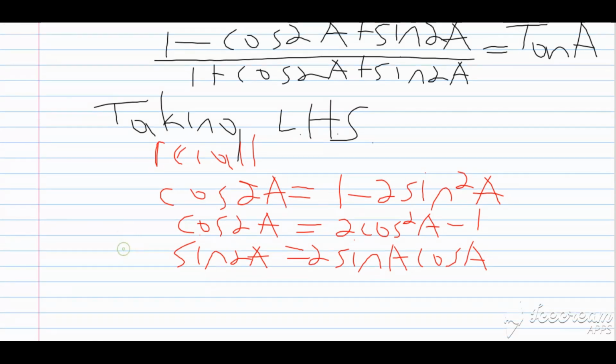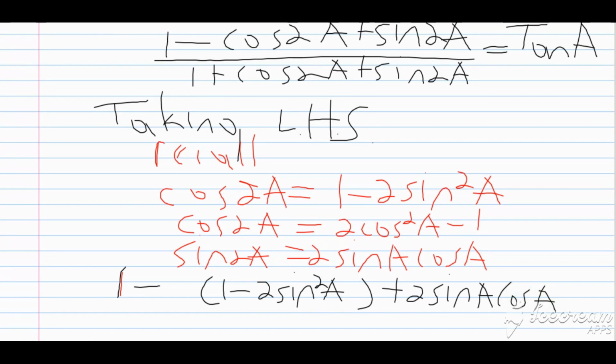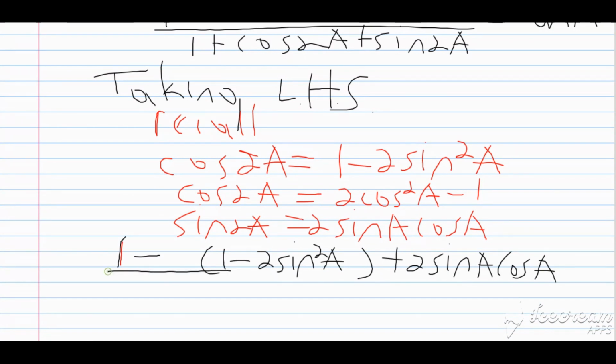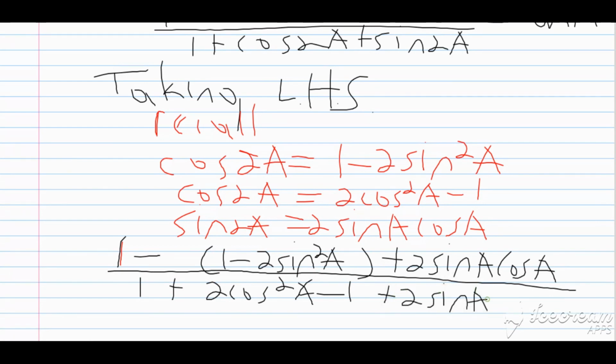So let's go ahead. Let me go down a bit so you can still see the numerator. So I'm going to have 1 minus, open bracket there. And because we want sine in the numerator, we're going to be using 1 minus 2 sine squared A plus 2 sine A cosine A. Let me go down so we can see the denominator here. However, in my denominator, I need to have cosine. So I'm going to have 1 plus 2 cosine squared A minus 1 plus 2 sine A cosine A.